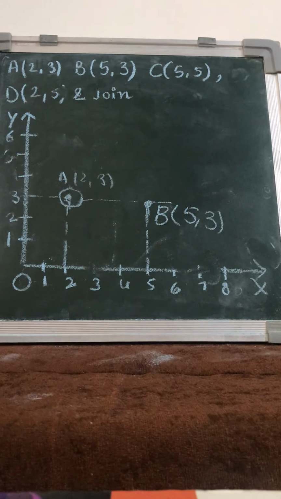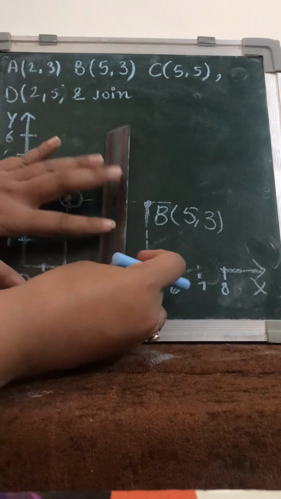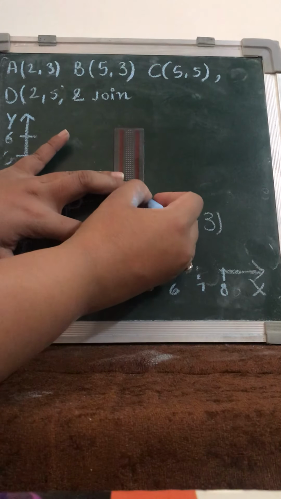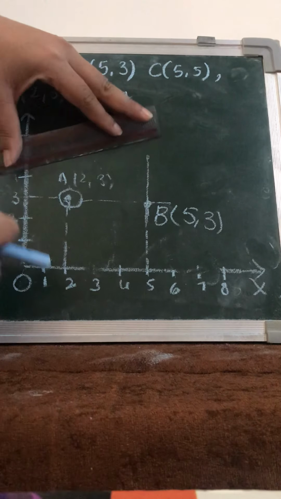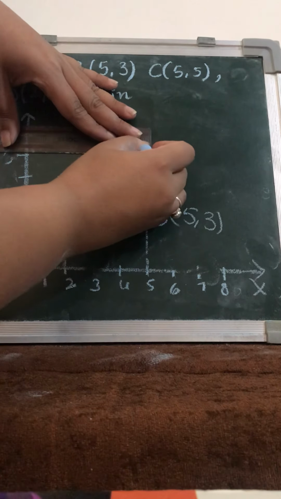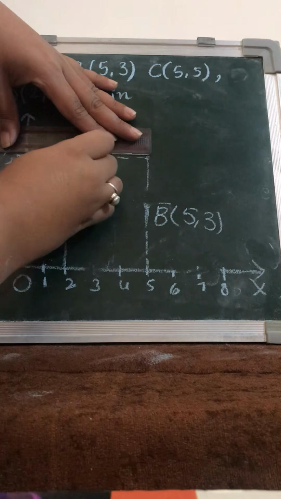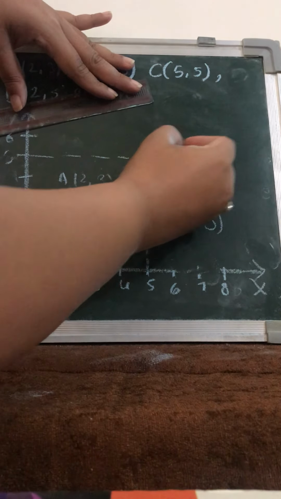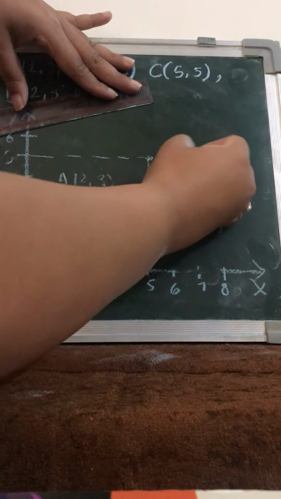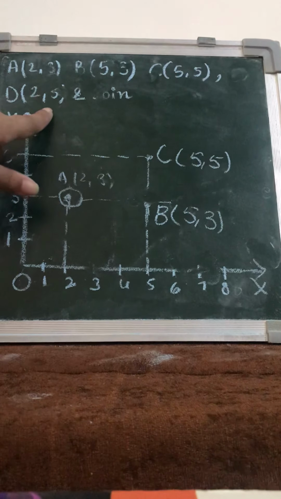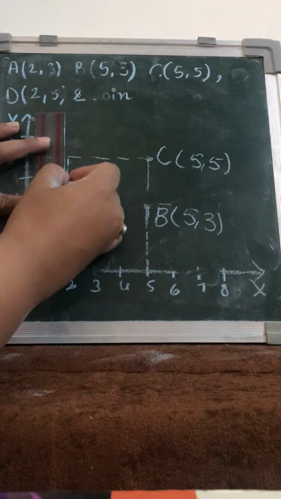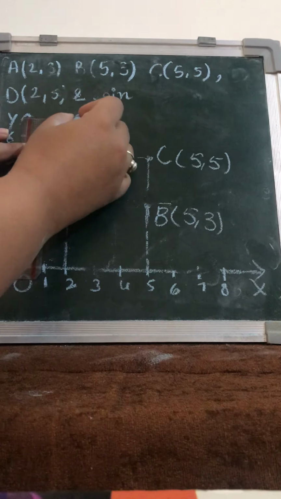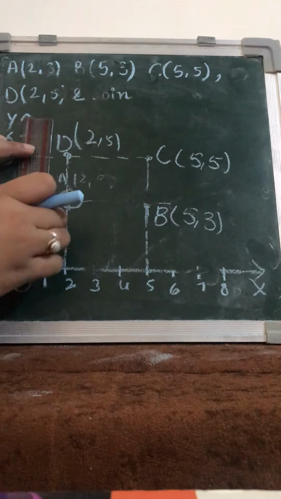Is it clear so far? Then the point C is (5, 5). That means on the x-axis the value is 5, and also on the y-axis the value is 5. So this point is C and I'll write the coordinates as (5, 5). Then the coordinates of the point D are (2, 5). So 2, and 5 is already done. So students, I have got the 4 points.